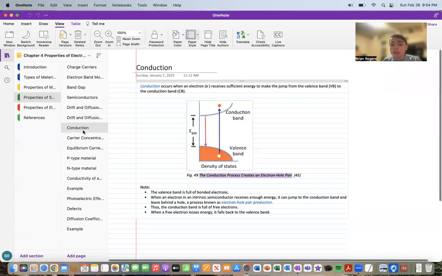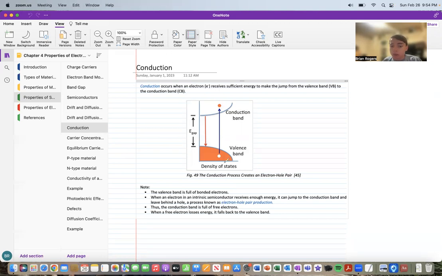Okay, now that we talked about that, we're going to look at the conduction. So conduction occurs when an electron receives sufficient energy to jump from the valence band to the conduction band. And so here, the electron receives sufficient energy to make the jump, and so it leaves behind a hole.